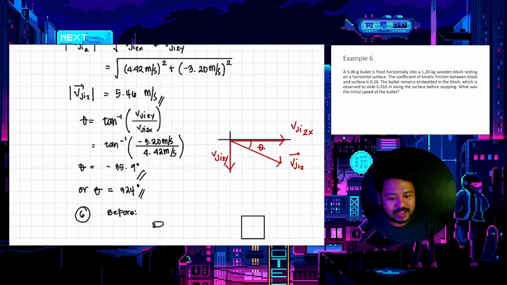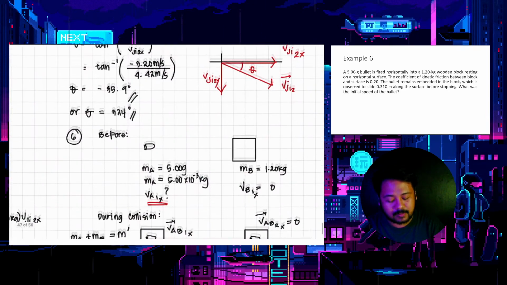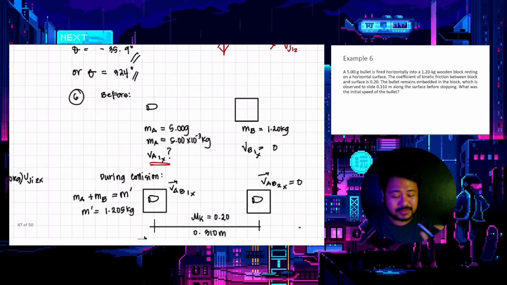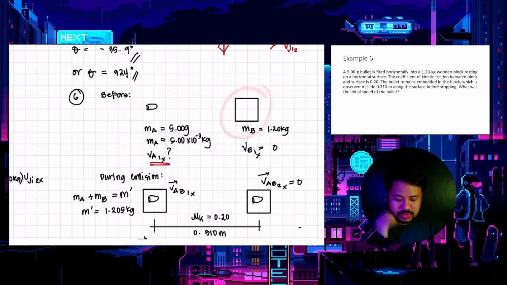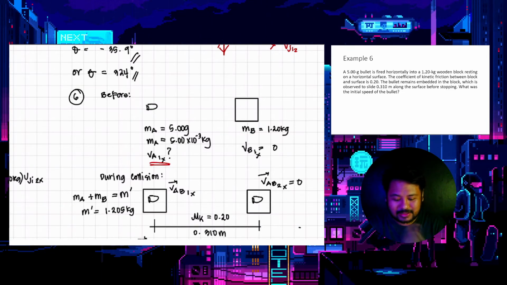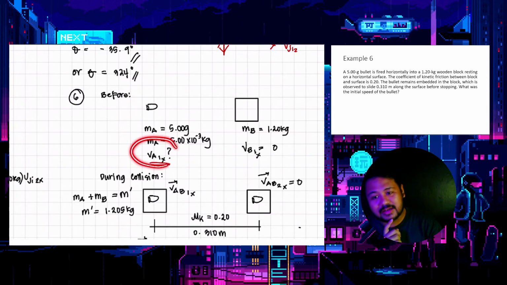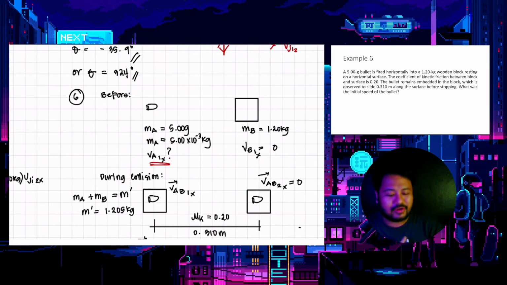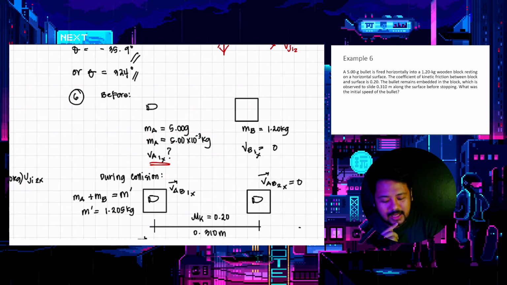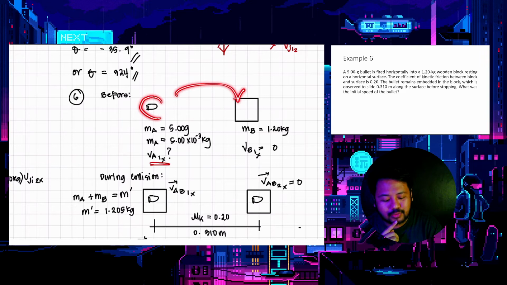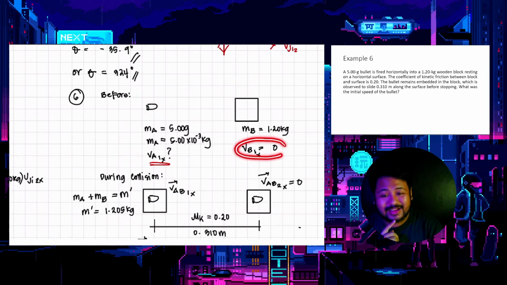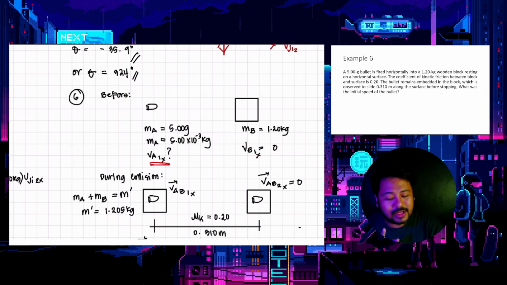So we have to get the initial speed of the bullet before it becomes embedded in our block. I want to focus first on this one, because before I could get the initial speed of the bullet, I should know first what would be its speed after embedding, after the collision between our bullet and our block.